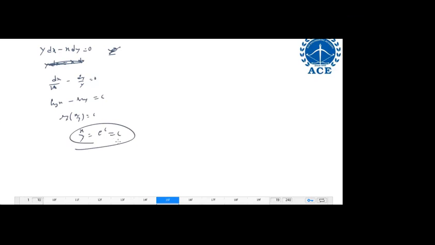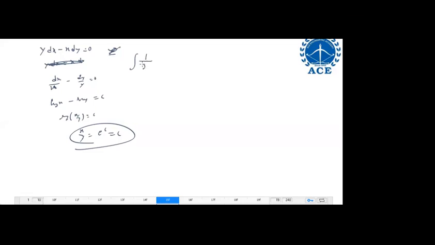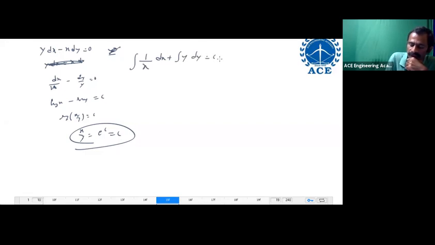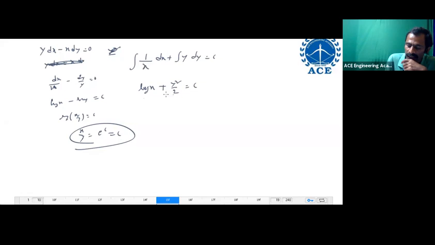In some textbooks, while solving, they take the constant c as ln c only. No problem. Actually, when you get it like this while integrating, suppose look at this one: integral of 1 by x dx plus y dy equal to c. In the first term the integral is log x, plus the second one y square by 2 equal to c. Here both terms are not getting log. If both terms give log, then we can take the c also as log c.